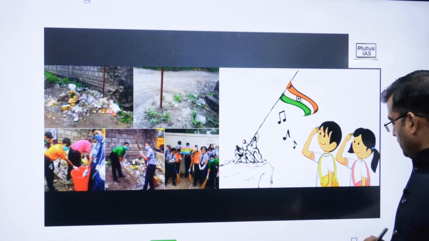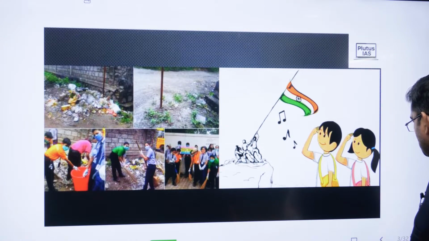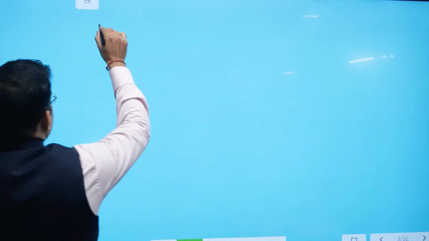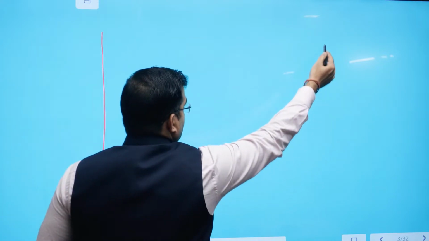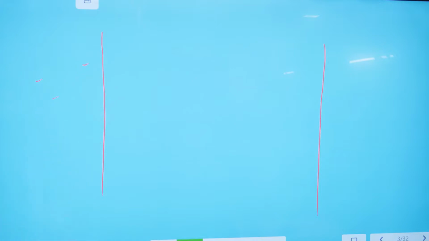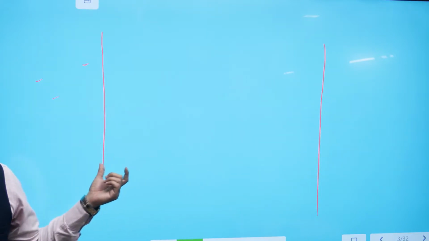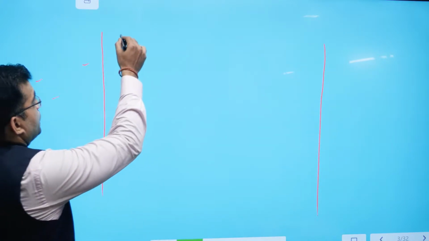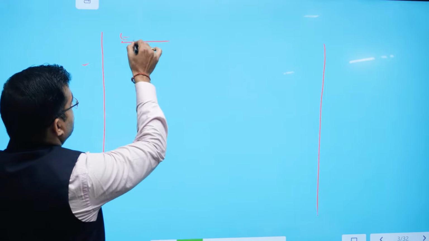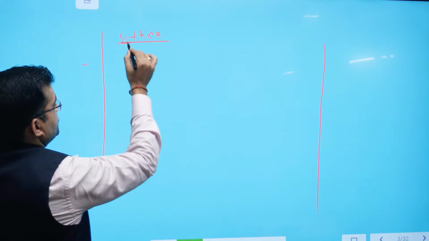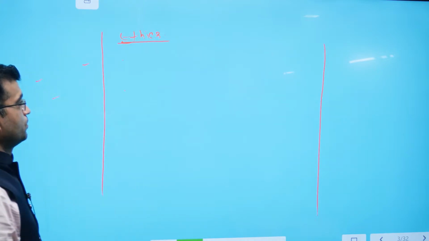So, what I said: you must draw a line on both sides of your copy and leave about 1 inch or 1.5 inches on both sides of your note. Thereafter, make headings. Suppose we are writing about ethics, so headings can be drawn.